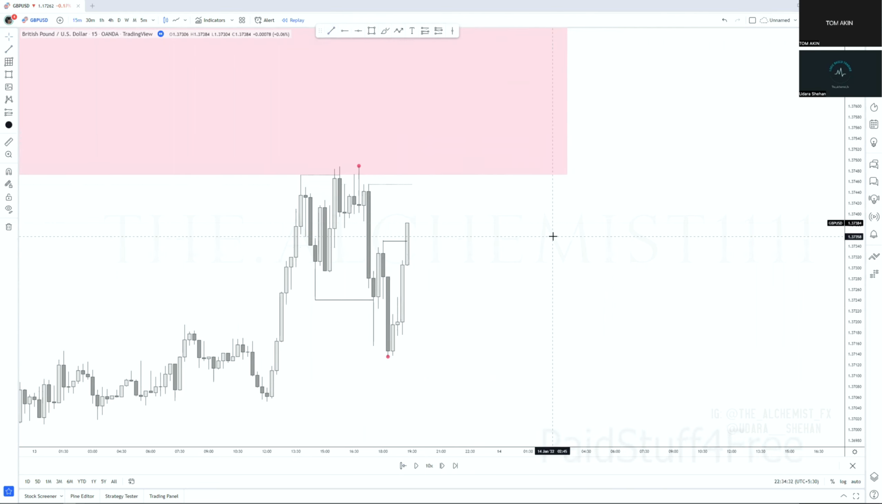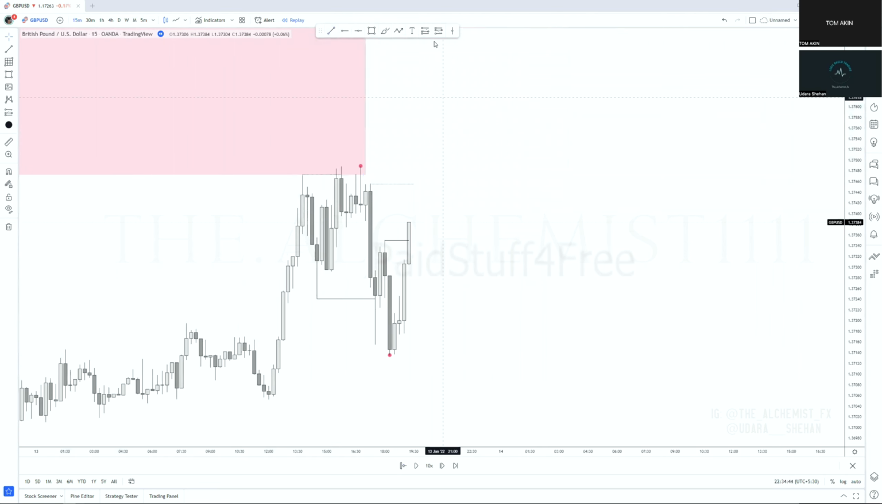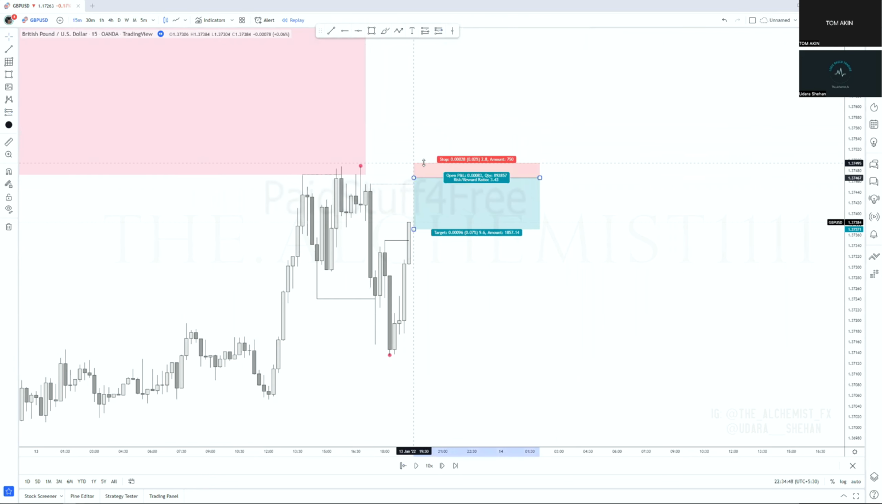So what's a turtle soup? If you know ICT terms, you know what a turtle soup is. Selling above old highs and buying below old lows without a point of interest. ICT's turtle soup, of course, has around a 15 to 30 pip stop loss. But what we do is we sell it from above that high like this, stop loss above the strong high. Can you understand that? Internal range liquidity, strong high, no point of interest, we just sell it.